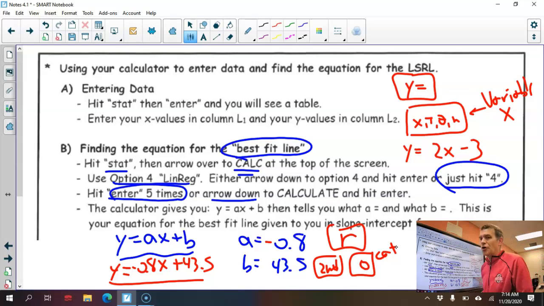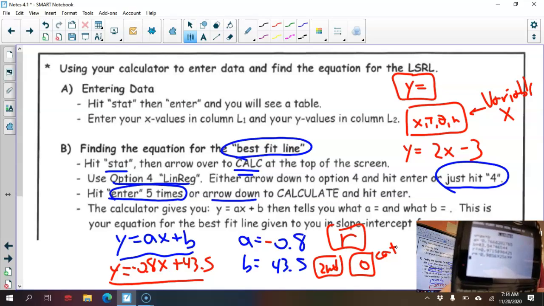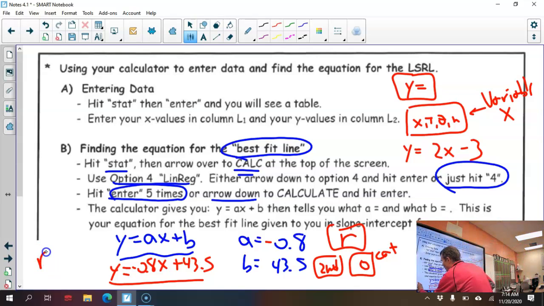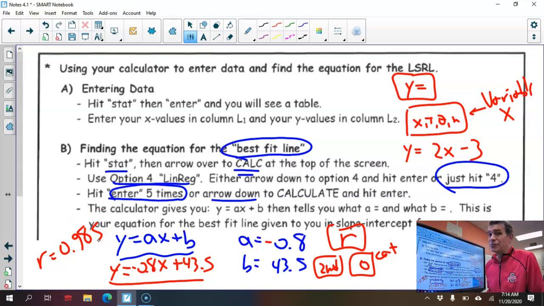Now, if you go back and find the equation for the best fit line again, it will give you the R value. And what was the R value? I have forgotten already. Let me go back and calculate it again. Look at my R value. My R value is like 0.985 or something like that. That is really strong. Remember, you want that as close to 1 as possible. I mean, the closer to 1 it is, the stronger the relationship.